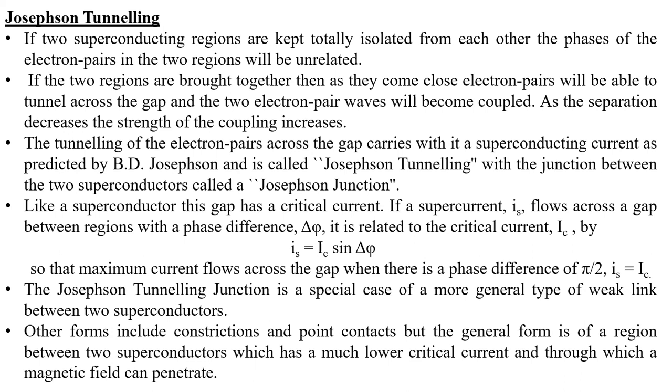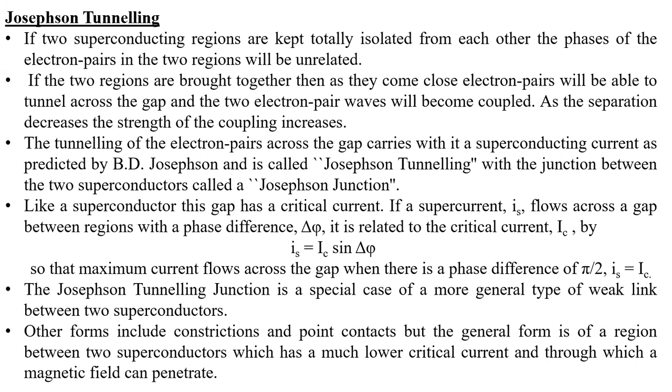Like this, in a superconductor, the gap has a critical current. A supercurrent flowing through a gap between regions with a phase difference of delta phi must be related by the expression I_S = I_C sin(delta phi), where I_C is the critical current. The maximum current flows across the gap when the phase difference is pi by 2. This is a simple relationship.